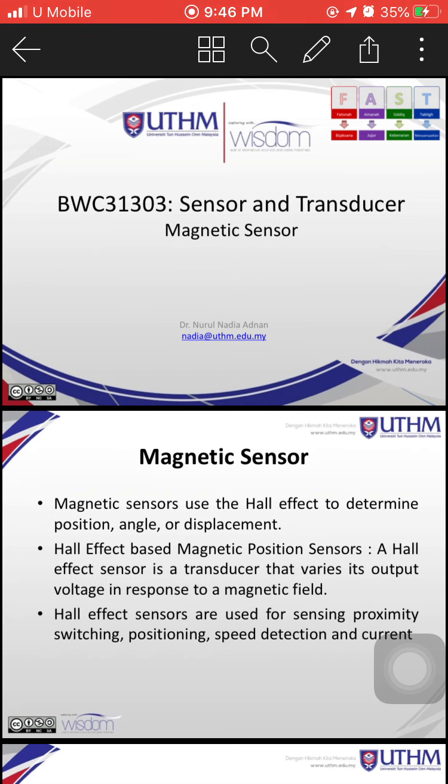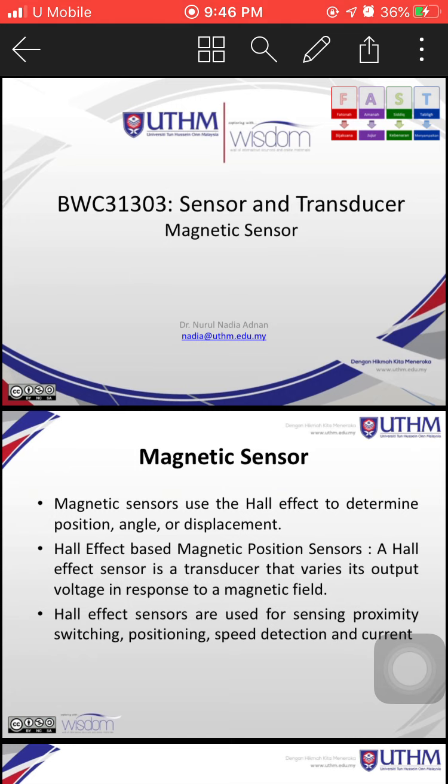Okay, so we are going to discuss the magnetic sensor. Alright, magnetic sensor, or we call it a Hall effect sensor, used to determine position, angle, or displacement.